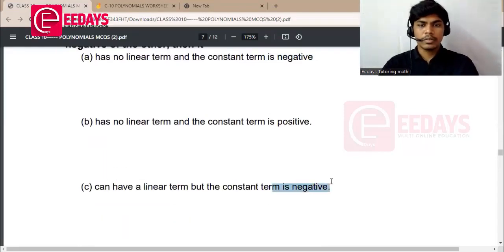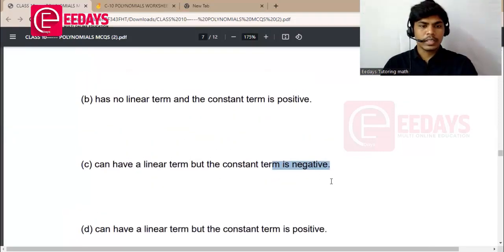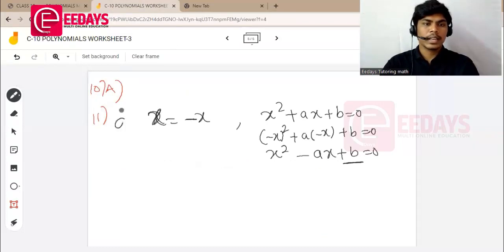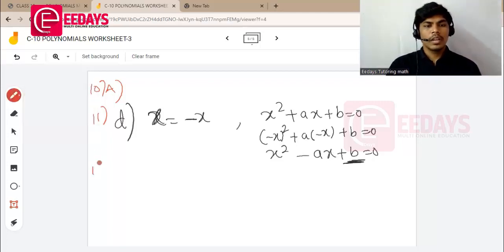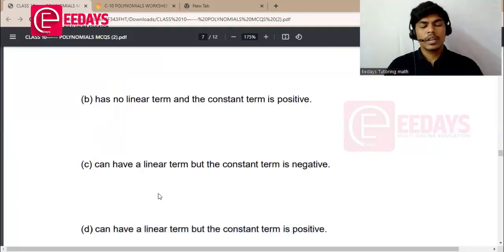They given negative, negative. Which option is correct? It can have a linear equation but the constant term is positive. Option D is the correct answer. It is a linear equation and the constant term b is positive. Okay, now let's see the 12th one.